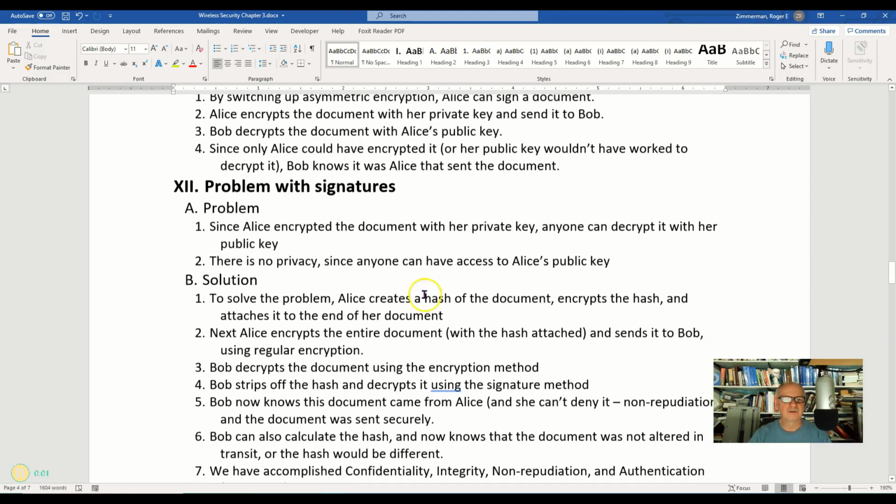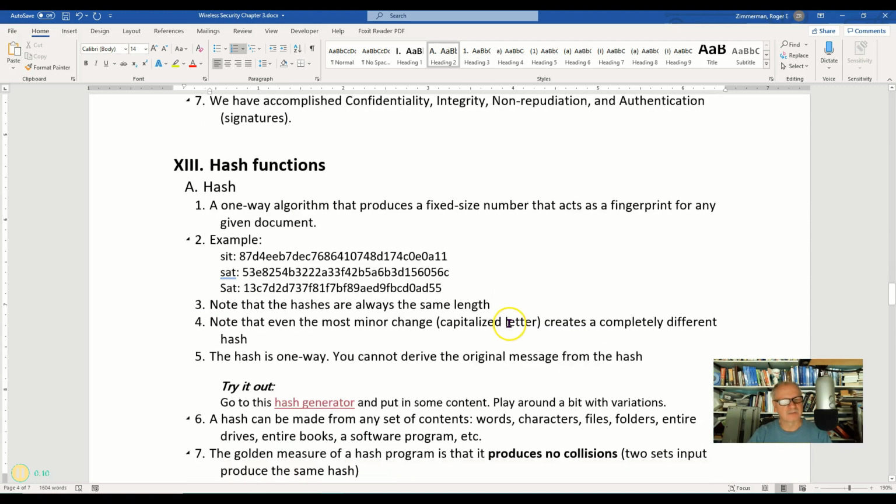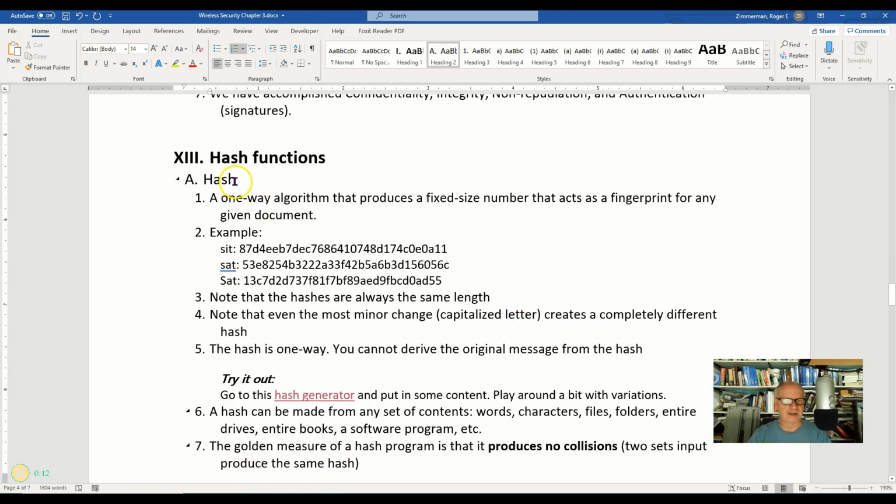Up here in the section about problems with signatures, I mentioned something called a hash right here. And I said that we would talk about hashes in a little bit. Well, this is that time. What is a hash? I said earlier that it's kind of a fingerprint of a document. A one-way algorithm, and I'll talk about that a little bit more in a minute, that produces a fixed-size number, again an important point, that acts as a fingerprint for a given document.